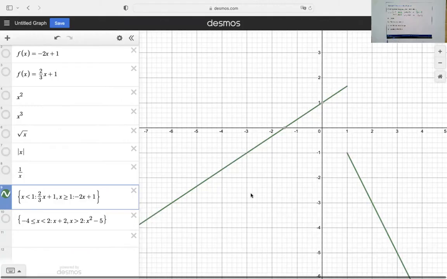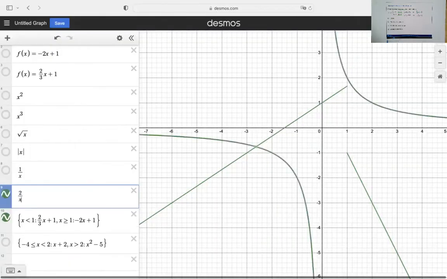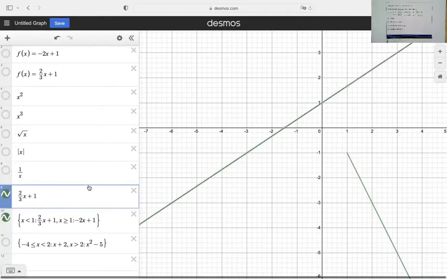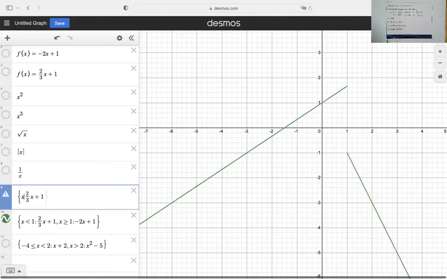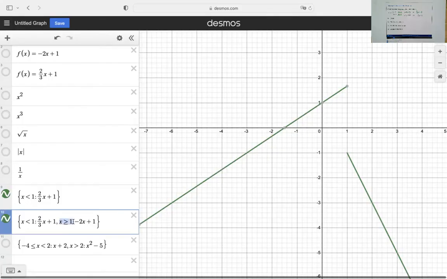But the reason I did that is because then it stops it for you. If I just put in 2/3 x plus 1, they're going to give me my whole line, right? But if I put in x less than 1 in front of it, they're going to stop my line before x gets to 1. Same thing for the other one that says if x is greater than or equal to 1: begin with x is greater than or equal to 1, colon, and then your equation, negative 2x plus 1.